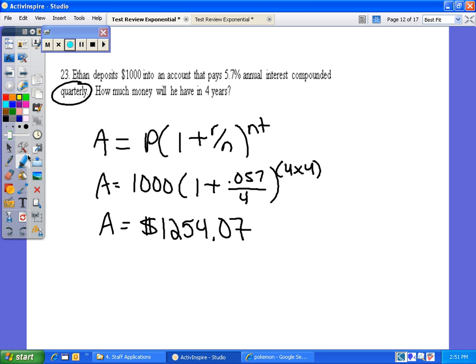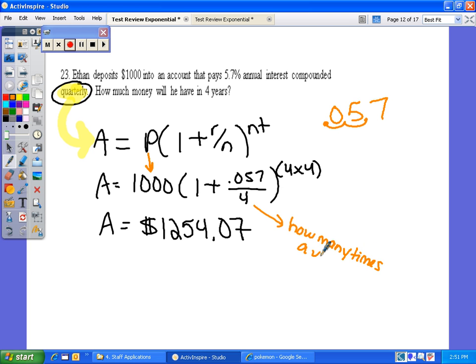Once you see that quarterly, you know that you have to use this formula. So P represents your initial amount, your starting amount. So that's why we put 1,000 there. R is the rate. So you're going to take that rate and move it over 2 decimal places. So that's why it's 0.057.